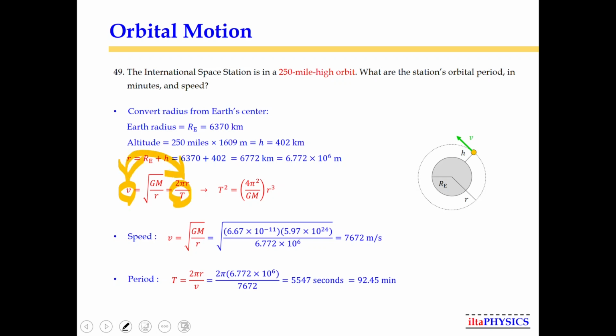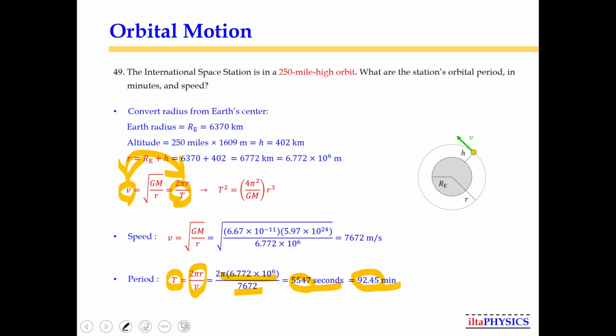The period is found by dividing the circumference of the orbit, which is 2 times pi times the radius, by the speed. If we plug the corresponding values into this equation as well, we get 5,547 seconds. Converting this into minutes gives us 92.45 minutes.